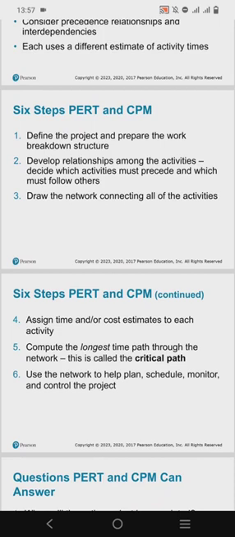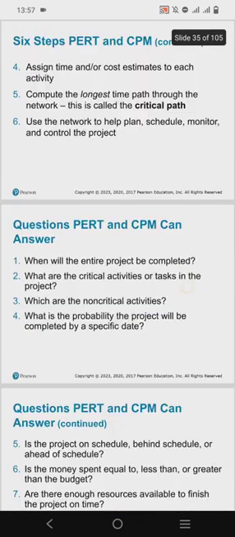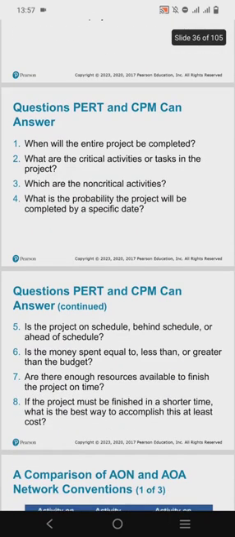is called the critical path. And then the network is used to help plan, schedule, monitor, and control the project. So there are various questions that the PERT and CPM can answer. Okay, so these questions would give more clarity.